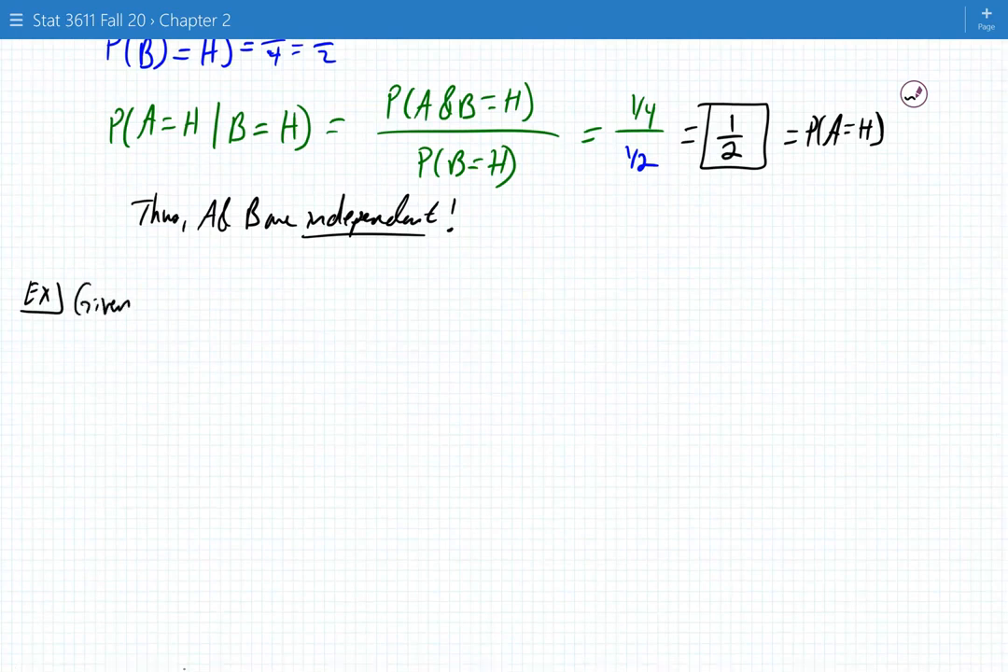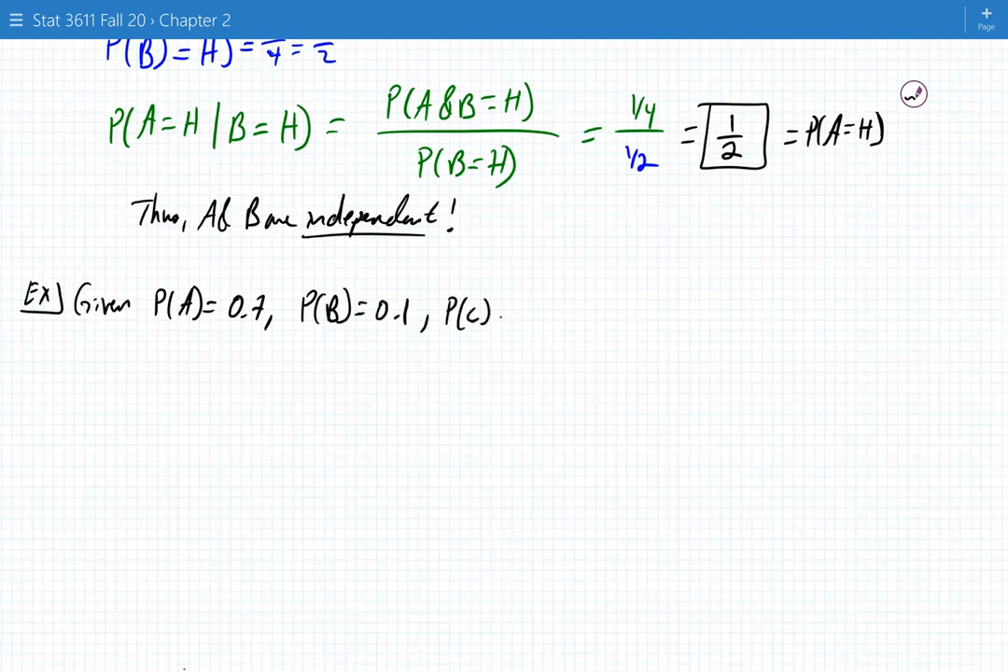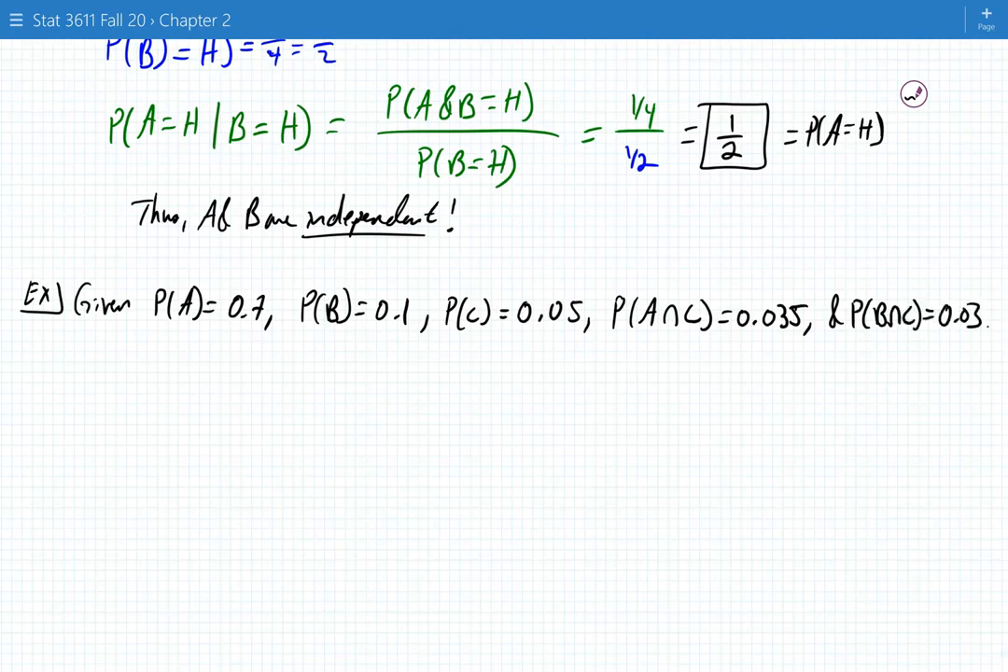Let's say we know some things here. We're given that the probability of A is 0.7. The probability of B is 0.1. And the probability of C is 0.05. The probability of A intersect C is 0.035. And the probability of B intersect C is 0.03.